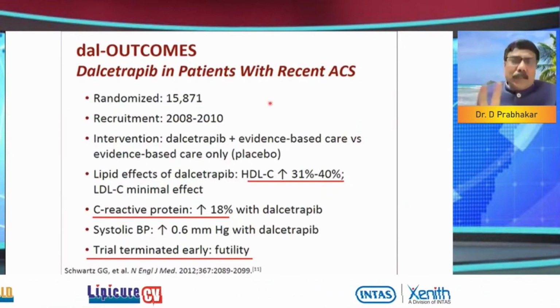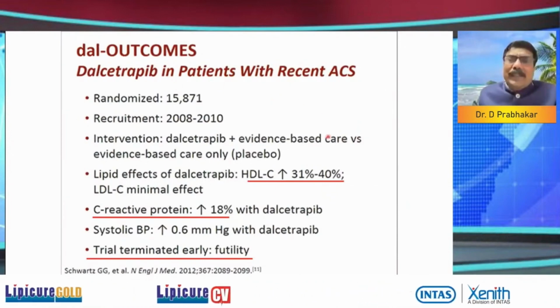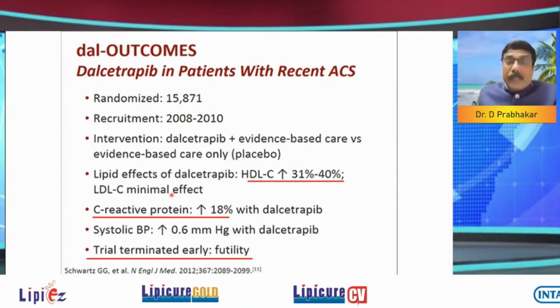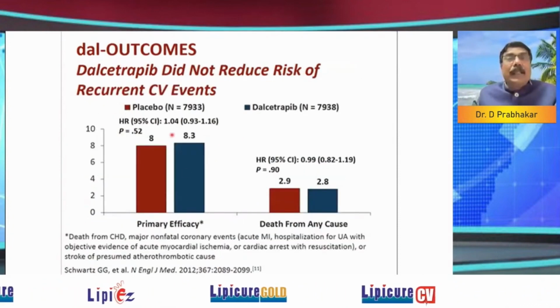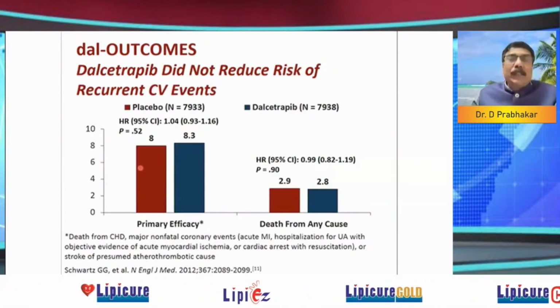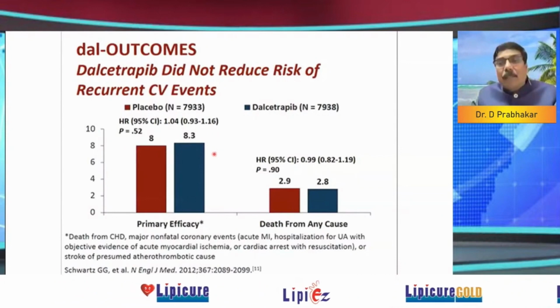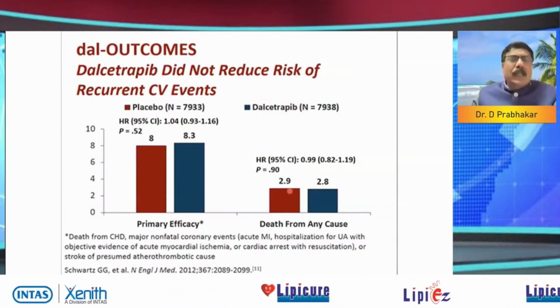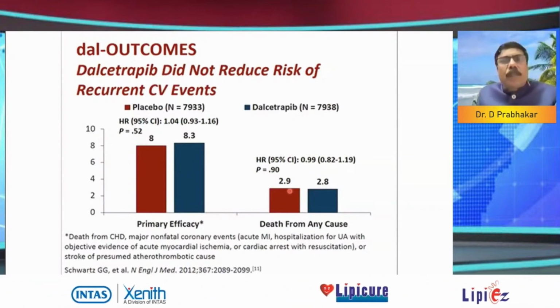Now, this was a modest increase in HDL cholesterol. It increased it by just about 31 to 40%, but there was an increase in the C-reactive protein. And if you look at the results of this trial, they found that there was no difference in the primary efficacy between the placebo in the red and the blue one, which is dalcetrapib. All-cause mortality, more or less similar, no significant difference. So this study was actually stopped for futility.